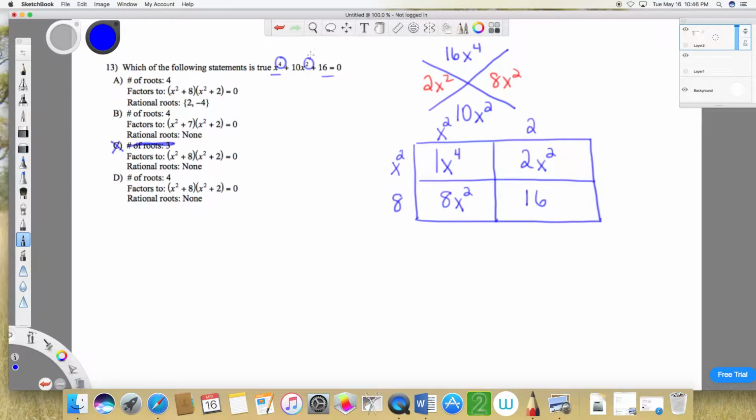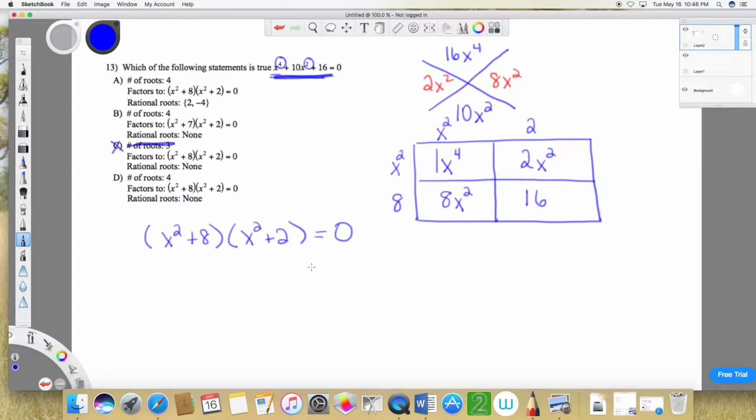Well, that means that this original equation we can factor to x squared plus 8, what I found here on the left, times x squared plus 2. That looks different, but that's the same thing as the expression on the left-hand side that they originally gave us. Now, this is an equation, so I don't want to forget the equals 0.